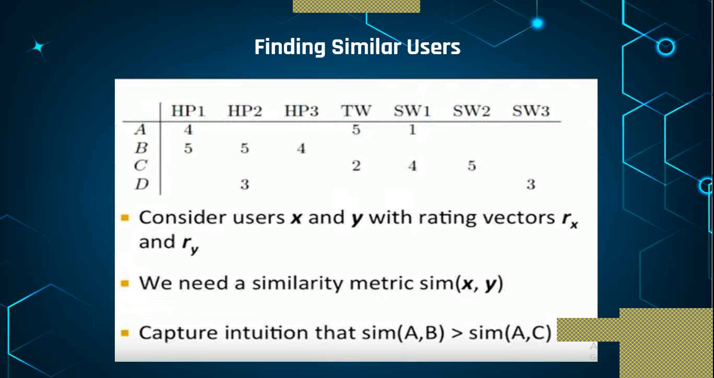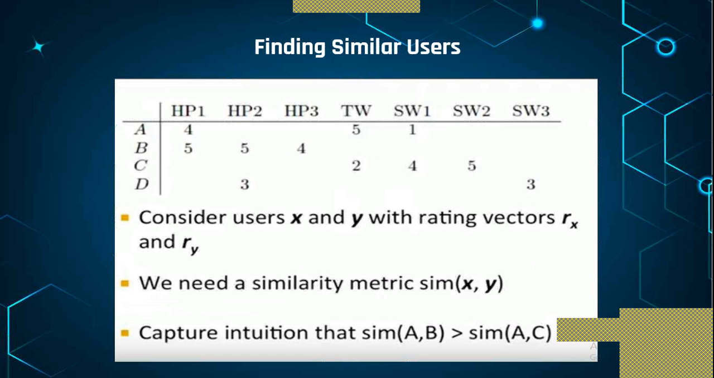Now consider the users X and Y with rating vectors Rx and Ry. So what do we have to find out? We have to find out the similarity between the 2 users. Which 2 users are we considering? Let us consider the user X and the user Y. When considering user X and user Y, you have to consider their rating values as a vector. How can we represent that vector? Here we represent it as Rx, which indicates the rating values of user X, and Ry, which stores all the rating values of user Y.